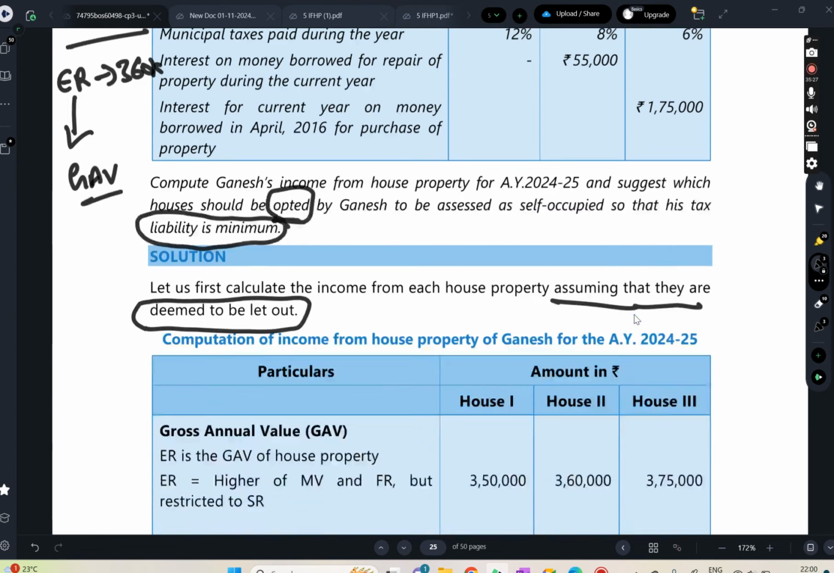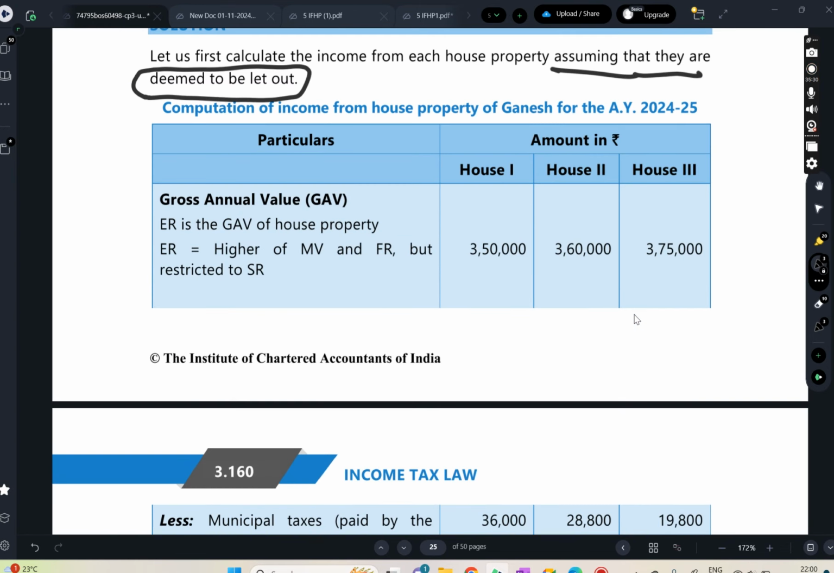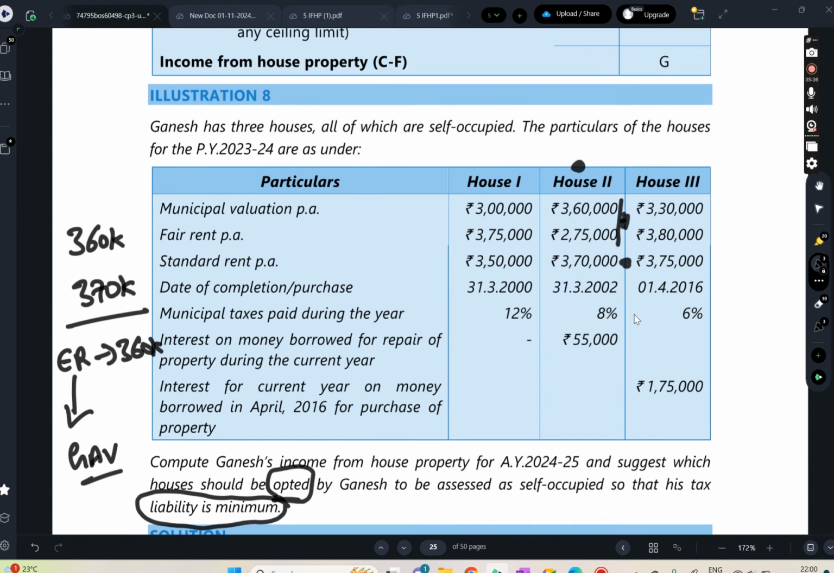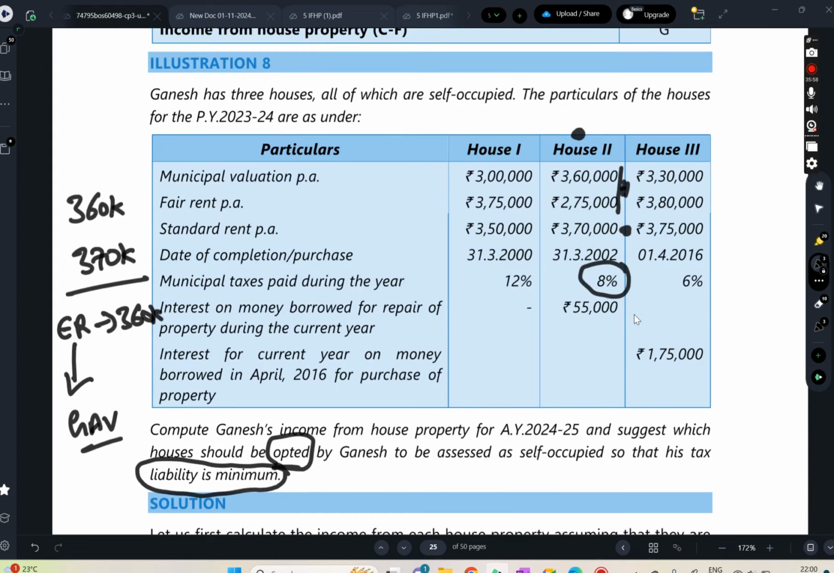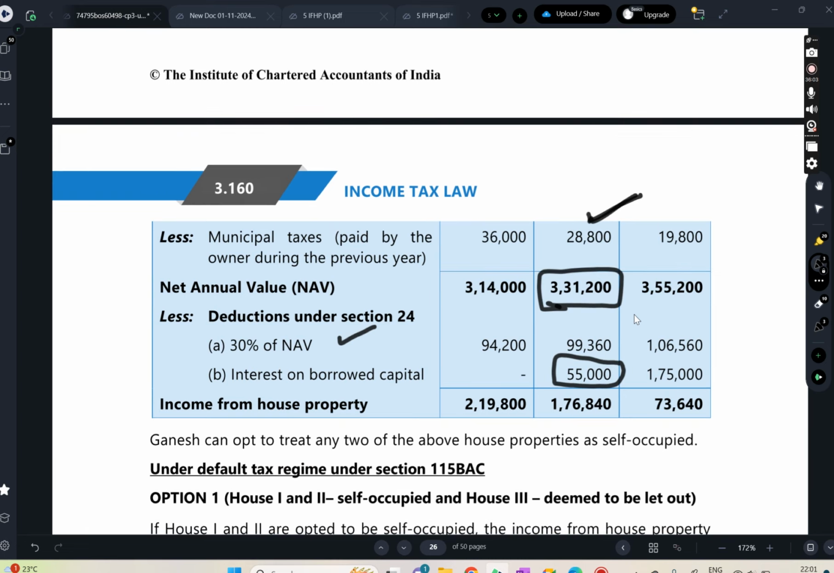Okay, so we will take 3,60,000 as the GAV. Then from there they mentioned municipal taxes 8%. 3,60,000 into 8%, you will get 28,800 municipal taxes. So you will get the net annual value 3,31,200. Then from this, 30% of NAV flat deduction, and interest on borrowed capital, which is given in the question itself, you don't need to do any calculation, which is 55,000. Then you got the answer. So like this they have done for house 1, house 2, house 3.